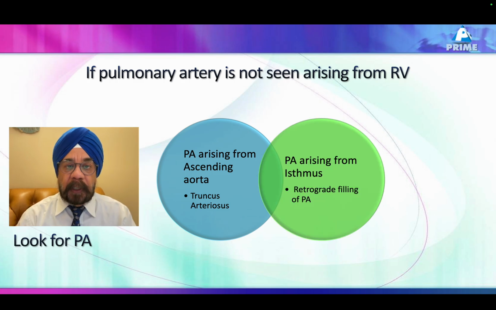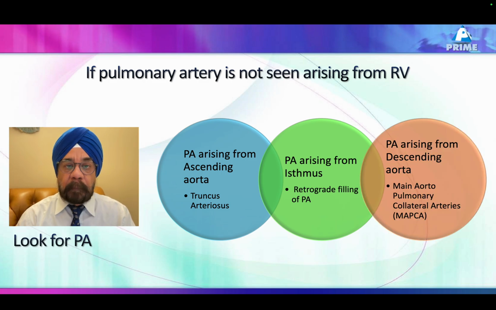Now the next step is the pulmonary artery arising from the isthmus, where you normally find a ductus arteriosus. Then it is the pulmonary artery arising from the ductus arteriosus, which is filling retrogradely. In fact, this is the commonest form of pulmonary atresia, where you see the pulmonary artery retrogradely filling from the ductus supplying the left and right pulmonary arteries. The third, which is the least common type, is that you don't see a pulmonary artery arising from the ascending aorta, and you don't see it coming from the ductus arteriosus.